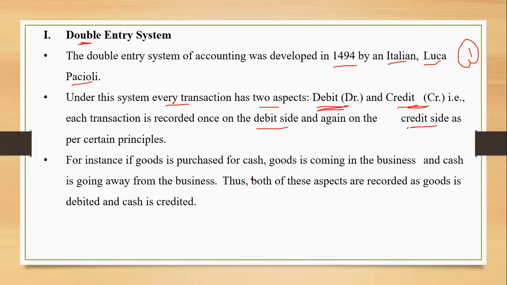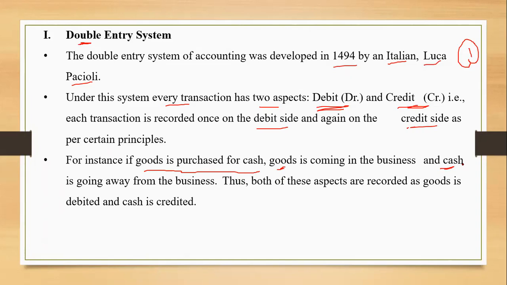We have an example over here. Goods purchased for cash. Two aspects are going to be: one is goods comes in, that has to be debited, and cash goes out. When we are purchasing goods, against that we are paying cash. So goods is one aspect, cash is the second aspect. Goods comes in, so debit; cash goes out, so credit.